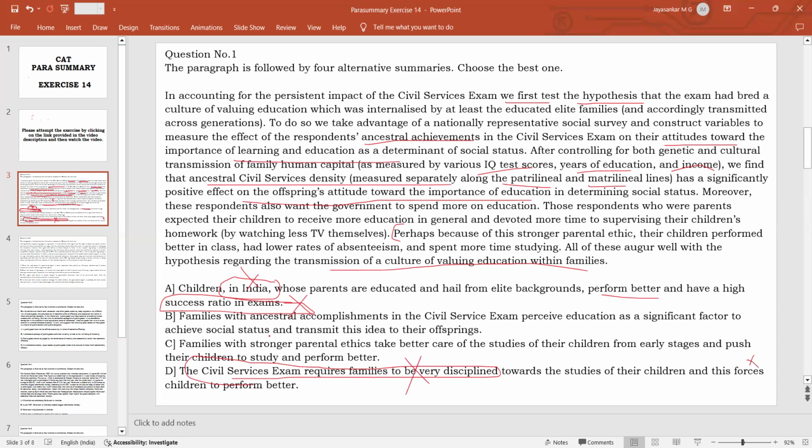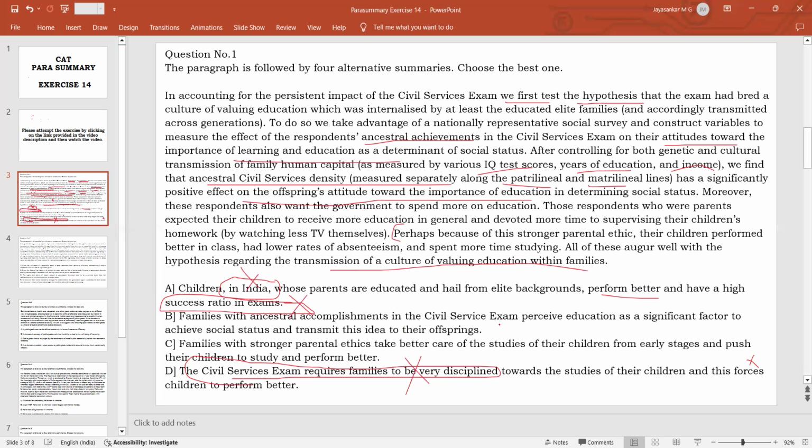Now you have two good answers, B and C. So very clearly the technique we have discussed in the beginning: when you have two good answers, the option that talks about the main point specifically will be your best answer. So very clearly, option B is that option because it talks about the main point in the passage.